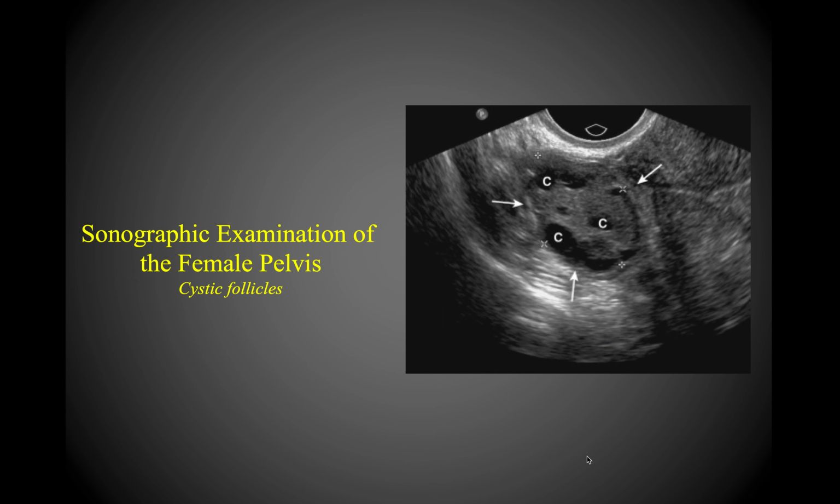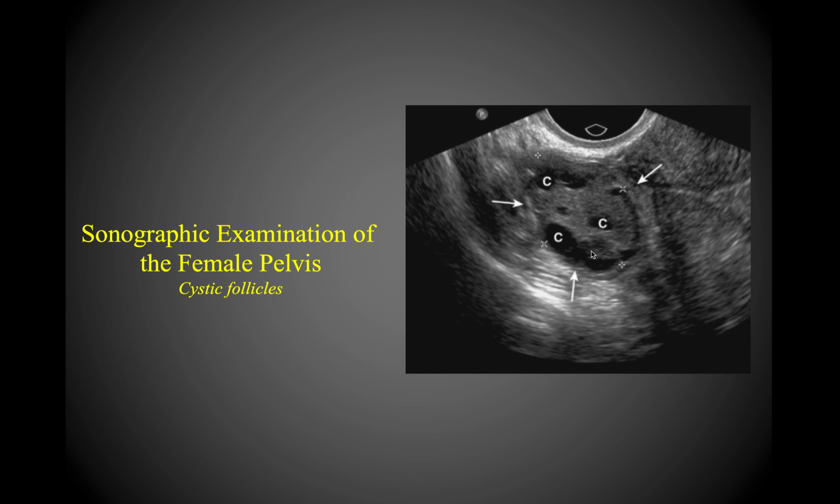Here we have an example of the ovary. So ovaries are also typically examined quite easily with ultrasound. And so you'll notice that the C's here all represent cystic follicles that are getting ready to be released, or an egg will be released from each of those follicles during menstruation. So here, the stars basically represent the boundaries of the ovary.